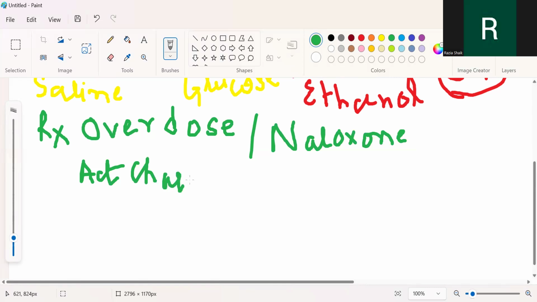Typically, it is said to start activated charcoal within 2 hours of presentation. However, regardless of whether the patient presented to you after 2 hours, or maybe after 4 hours, or even after an unknown duration, we still go ahead and give activated charcoal. It is considered to be safe enough.